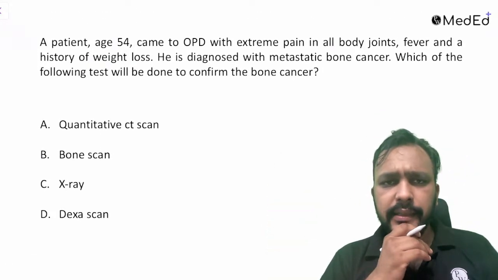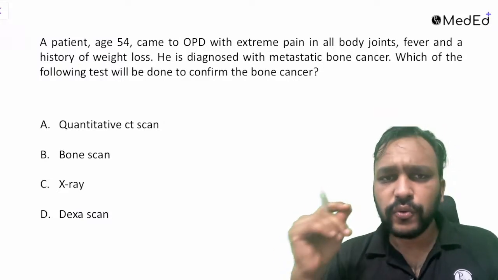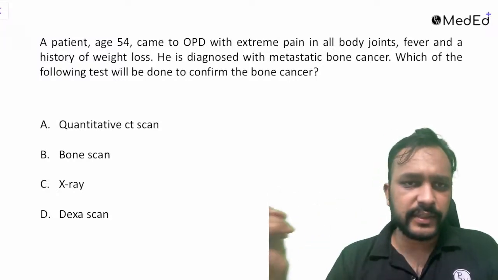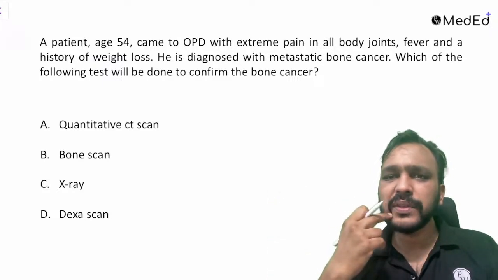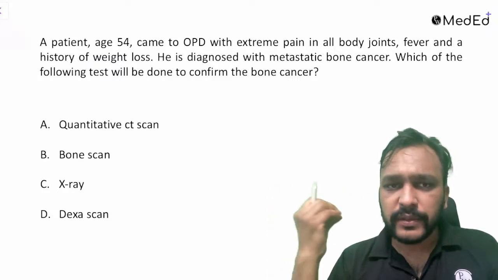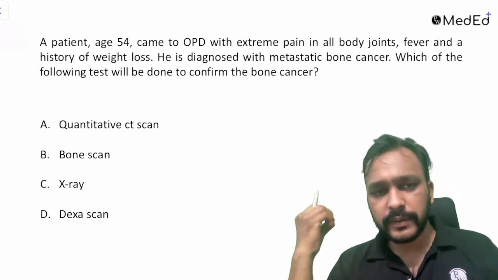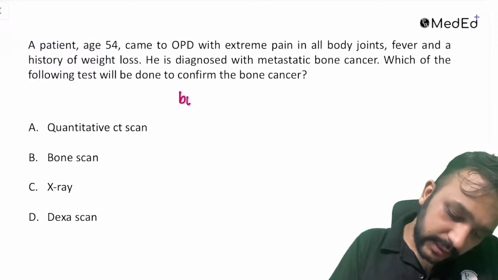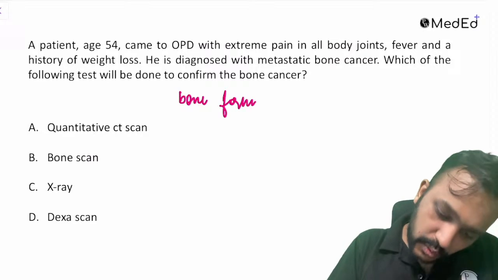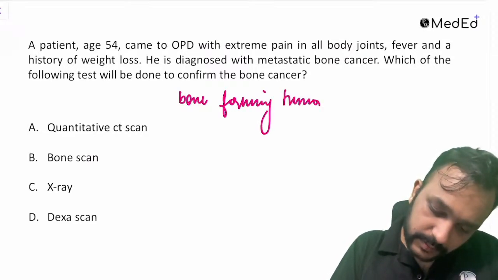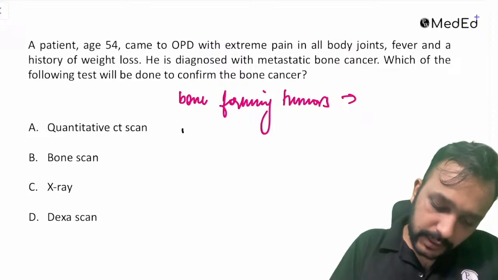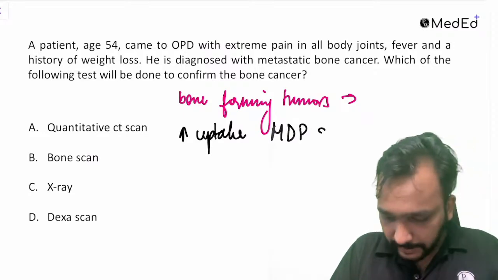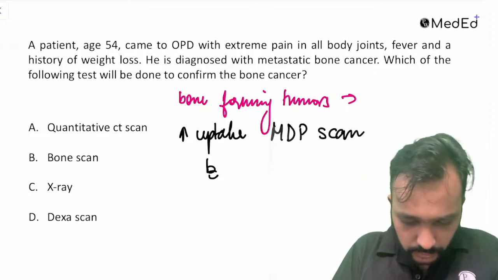So another one-liner question. A 54-year-old patient came to the OPD with extreme pain in all body joints, fever, and history of weight loss. He is diagnosed with a metastatic bone cancer. Which of the following will be done to confirm the bone cancer, right? So guys, remember all the bone forming tumors, they show increased uptake on methylene diphosphate scan, okay, which is nothing but your bone scan.